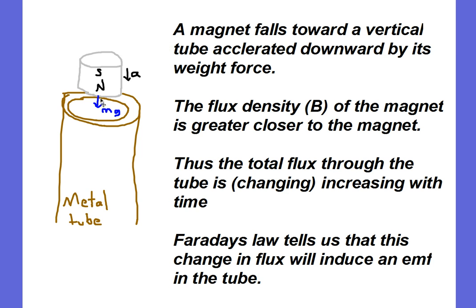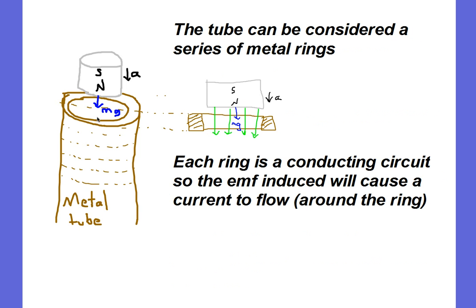So as that magnet approaches and then falls through the tube, the total flux through the tube is changing, or more specifically, it's increasing with time. And Faraday's law tells us that anytime there's a change in flux, that'll induce an EMF. Now, if we slice this tube up into a series of rings, it makes it easier to see that this tube is a series of circuits, a series of circular circuit paths.